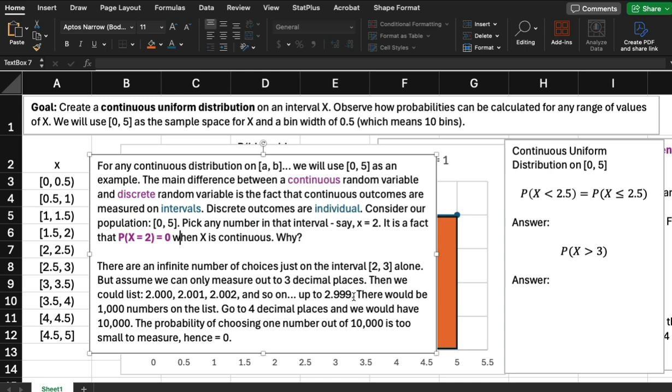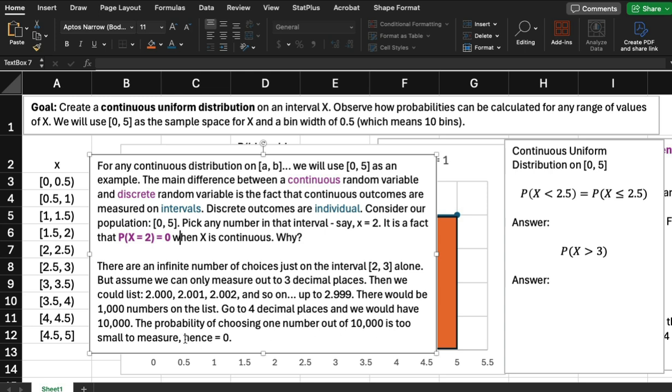So if you could list all of those out, which we could, but it would take a long time, there would be 1,000 numbers on the list. So now go out to 4 decimal places, and we would have 10,000 numbers on the list. If you go out to 5 decimal places, you would have 100,000 numbers on the list. And that's just in the interval between 2 and 3. Now we want to include the interval from 0 to 5. So we've even expanded it more than that. So the probability of choosing just one number out of those 10,000 or 100,000 is too small to measure.